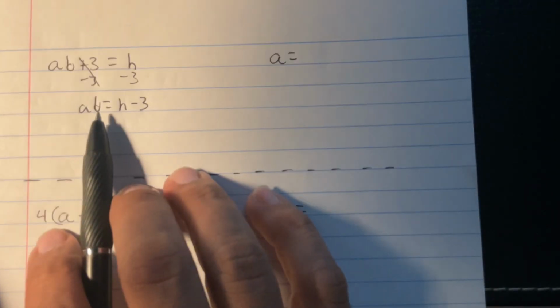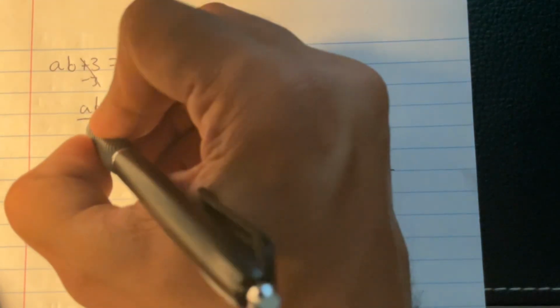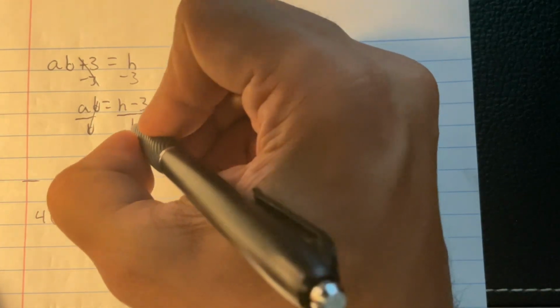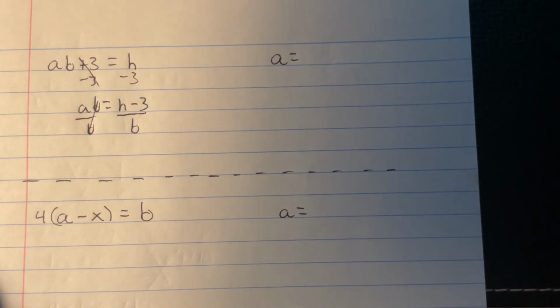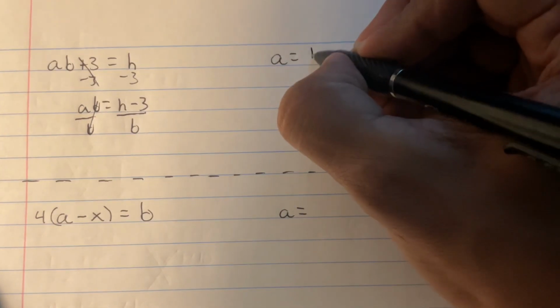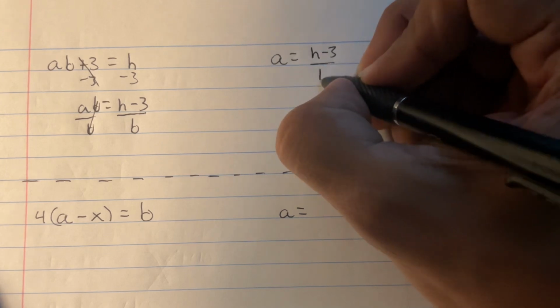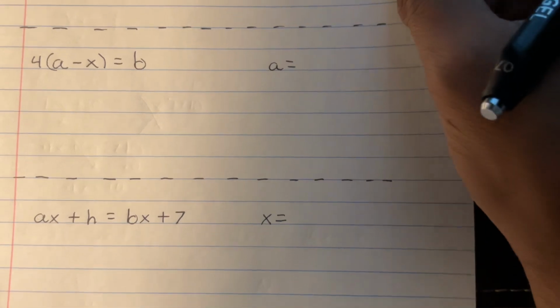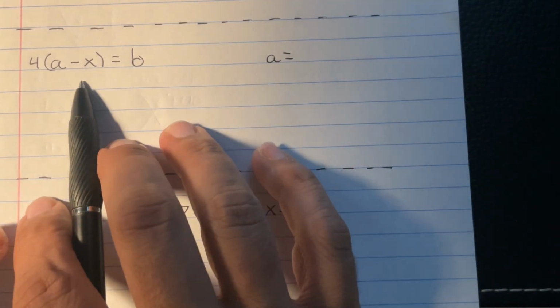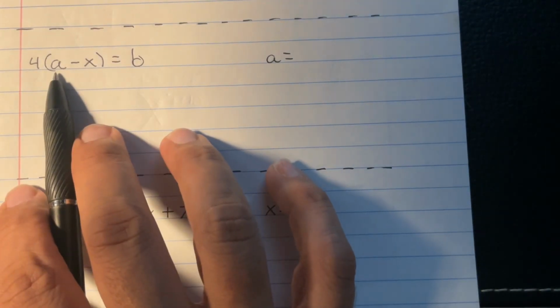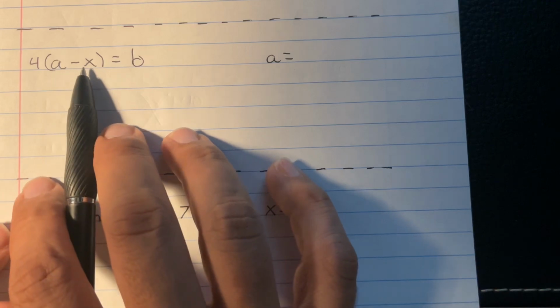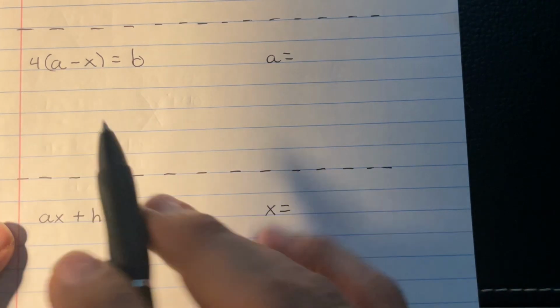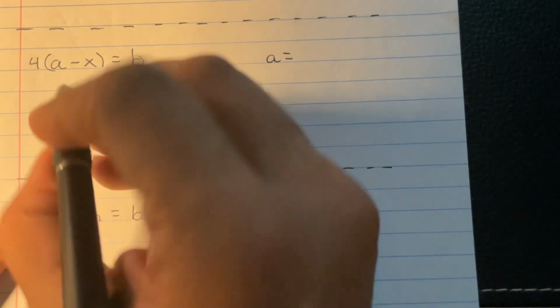Then I have to get rid of b. I'm going to divide by b, and that's my final answer. a equals h minus 3 divided by b. And then here we go. Now we're solving here for a. So what's happening to a is they're subtracting x, and then we're multiplying by 4. So what we're going to do is divide by 4.